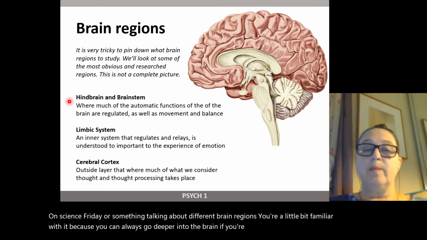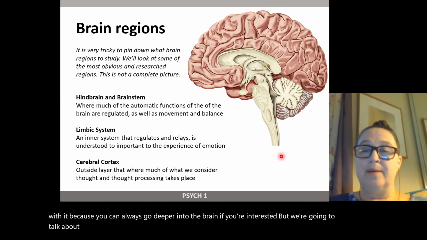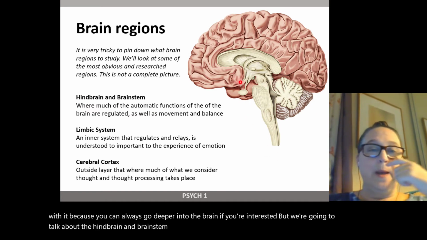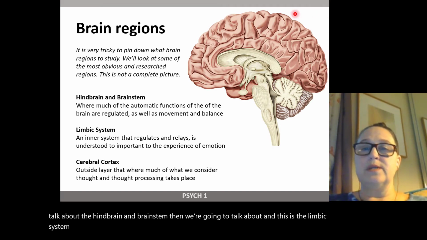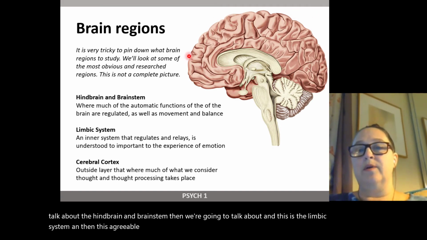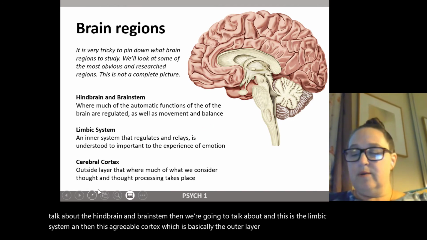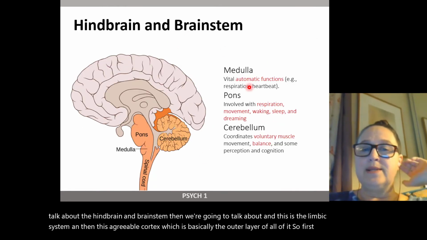But we're going to talk about the hindbrain and the brain stem. Then we're going to talk about the limbic system, and then the cerebral cortex, which is basically the outer layer of all of it. So first of all, hindbrain and brainstem.